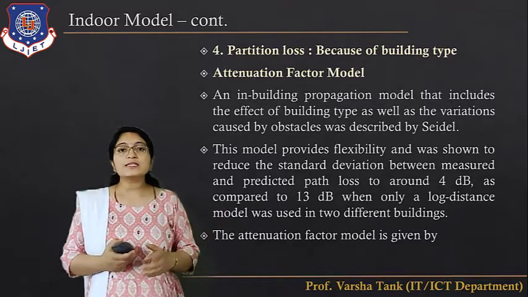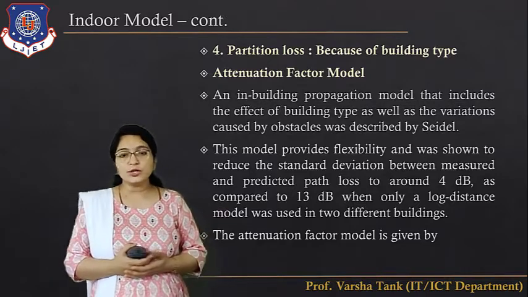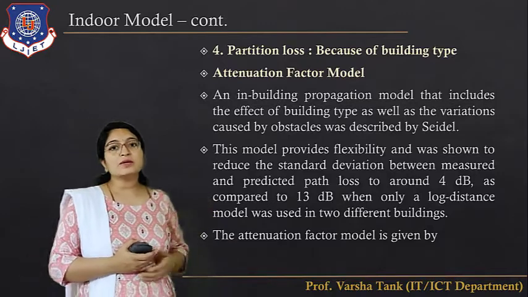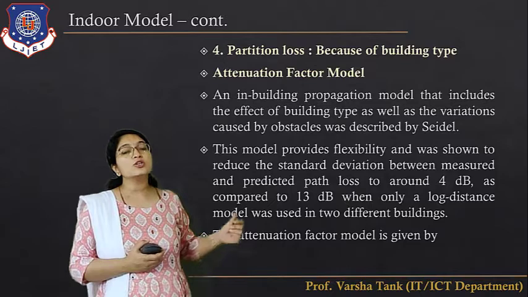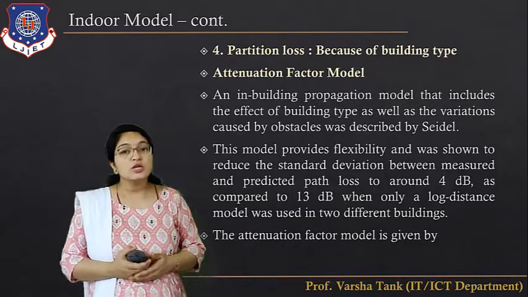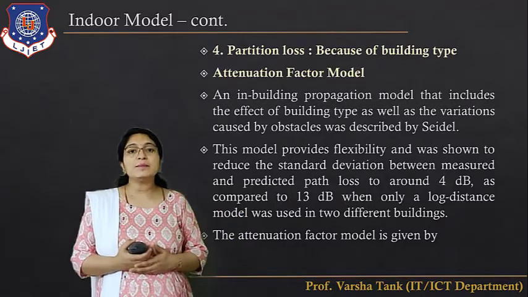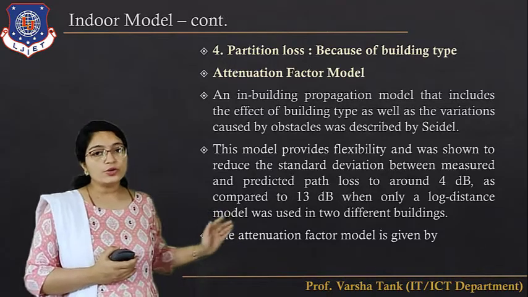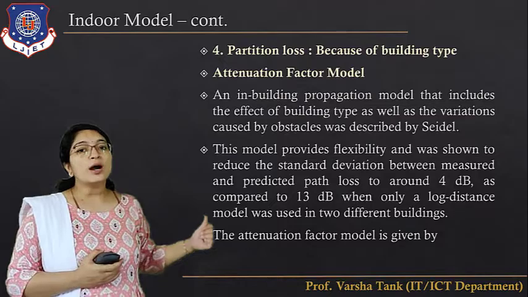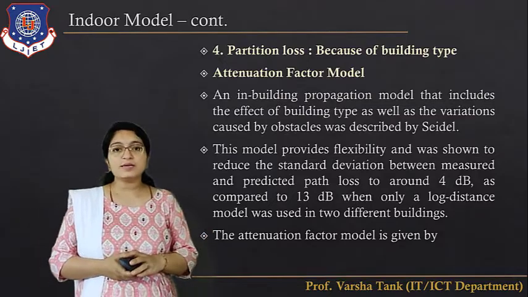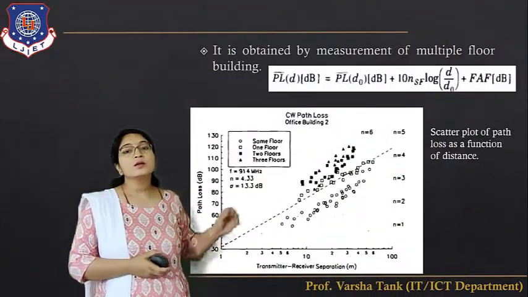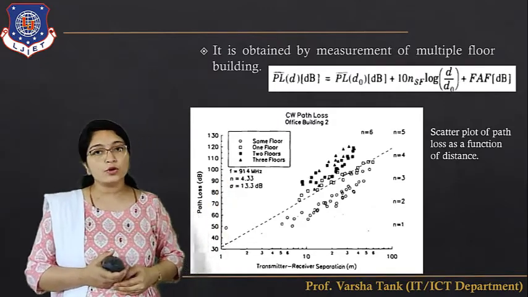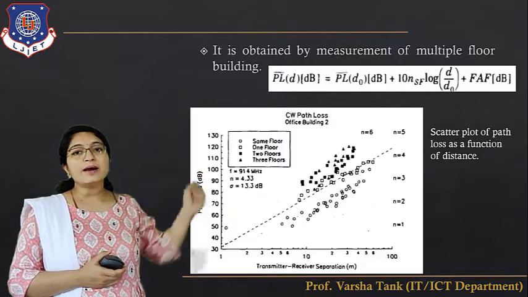This model provides flexibility, and it was shown to reduce the standard deviation, that is sigma, between the measured and predicted path loss to around 4 dB, as compared to 13 dB when only the log-distance model was used in 2 different buildings. So the attenuation factor model is given by this formula, obtained from measurements of multiple floor buildings. Okay, so it is given by this formula.